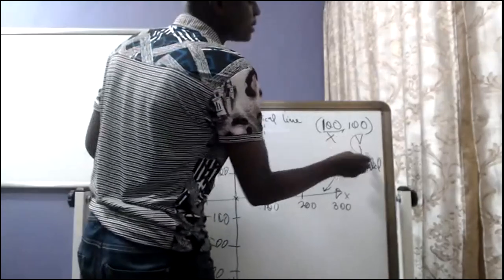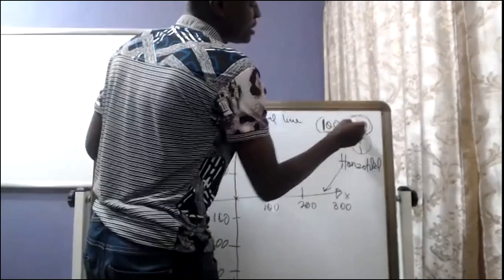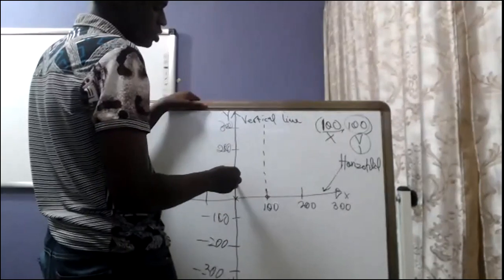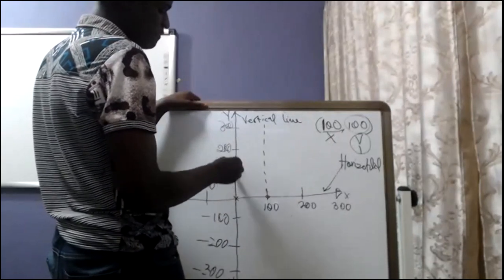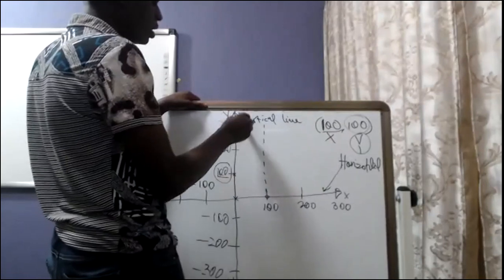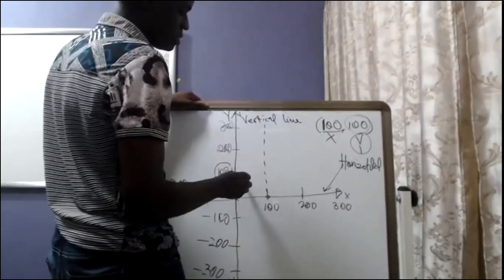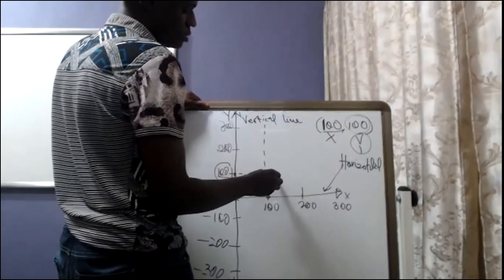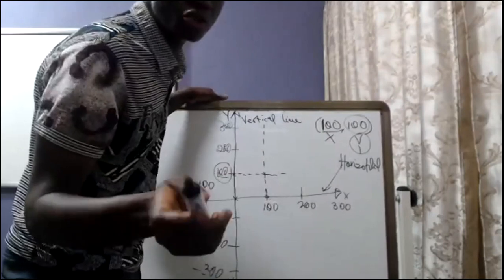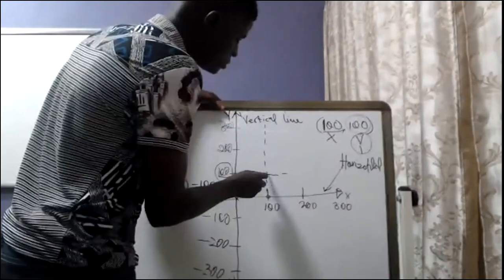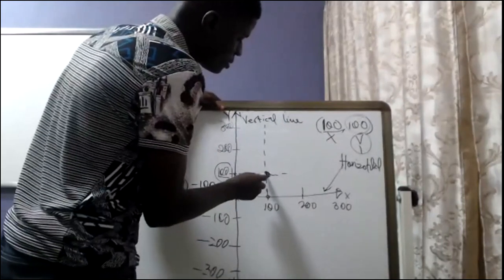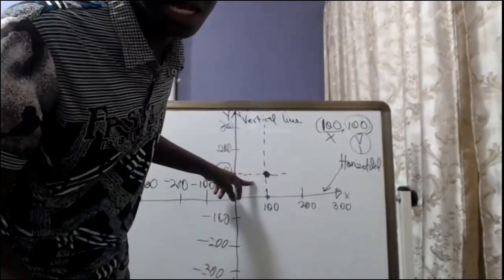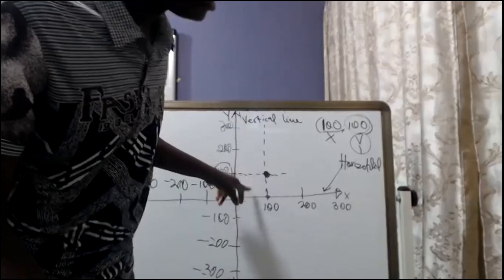Then for the y, it is also positive, 100. So you come here because 100 is positive over here on the y. The whole of this side is positive. Then you draw another line over here. Okay, so where your two lines meet, here, where your two lines meet is where your dot will be. Do you understand? Yes.